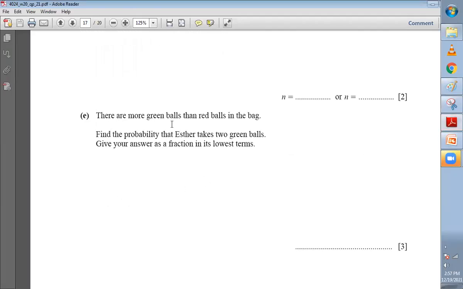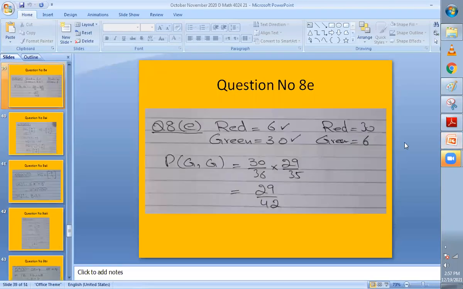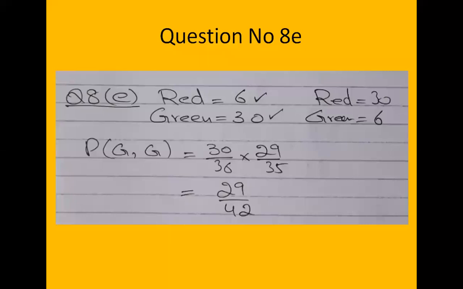Say there are more green balls than the red balls in the bag. Find the probability that Esther takes 2 green balls. So this line is very important. He says there are more green balls than the red balls in the bag, so the green ones are more. We know that n represents the red balls. So if the n value is 6, the green will be 36 minus n, that will be 30. If the n value is 30, then the red will be 30 and the green will be 36 minus 30, that will be 6.